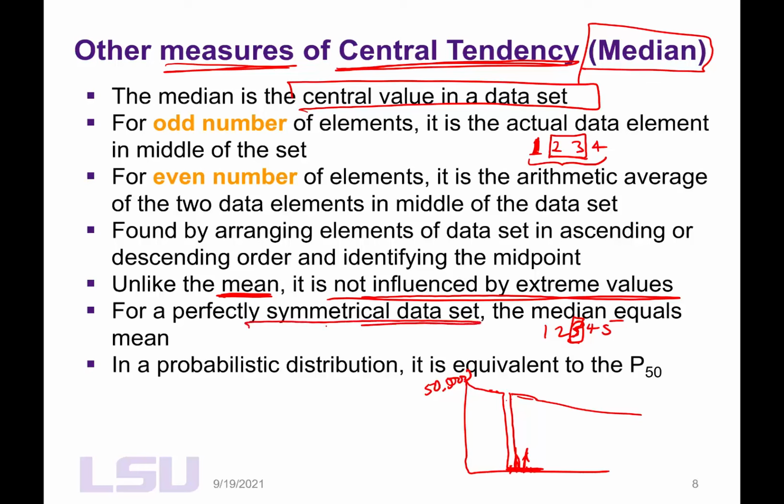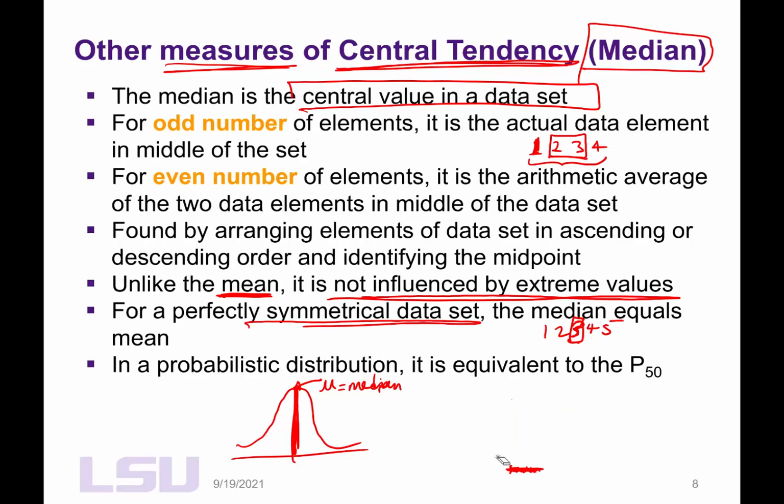In a perfectly symmetrical data set, which could look like this for a normal distribution or Gaussian distribution, the median is equal to the mean. So in the normal distribution or Gaussian distribution, which means the same thing, the mean and median are the same. And it's equivalent to P50. What's P50? It's the 50th percentile, basically.